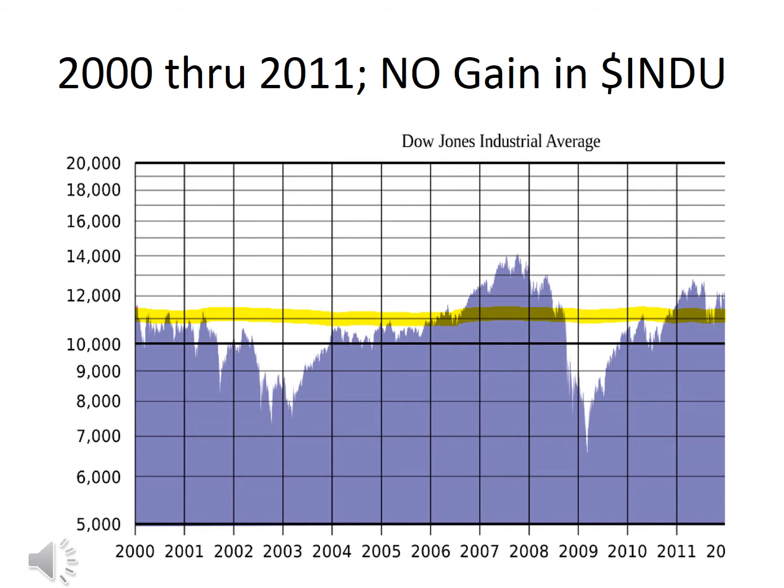If you look at the stock market from 2000 to 2011, there was absolutely no gain, and there were two horrendous drawdowns. A drawdown from 11,000 down below 8,000, and a drawdown from 14,000 down below 7,000, 50% drawdown. And at the end of that period of time, there was absolutely no gain for buy and hold.